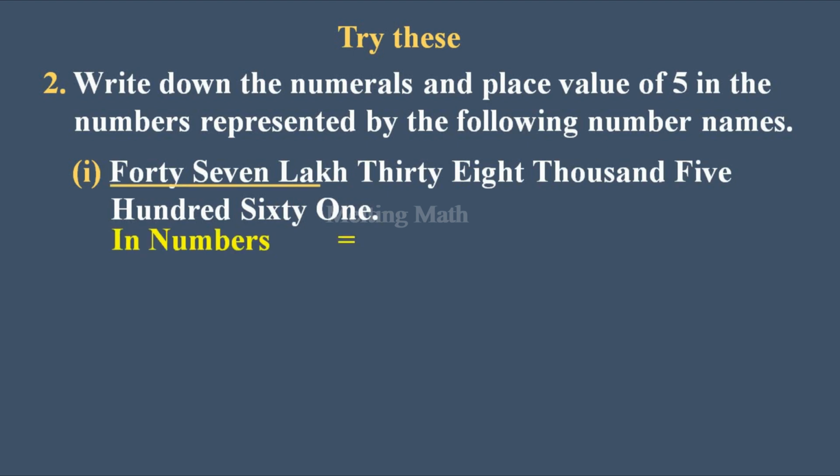First, 47 lakh. First write 47, then put a comma because these two digits come under the lakhs period. Next, 38,000. Just write 38, then put a comma because these two digits come under the thousands period. Next, 561. Then write 561. These three digits come under the ones period. I hope it is clear. This is how we have to convert the words into numbers.